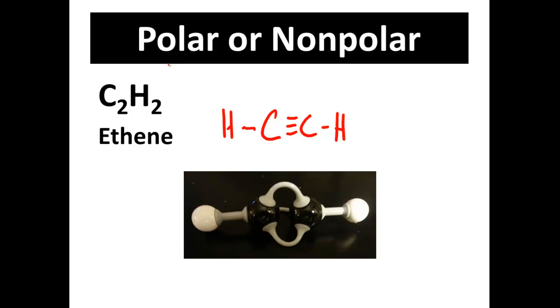What about ethene? That's actually a linear molecule. It might be difficult to tell, but it's actually linear. It's not bending at all. It's a straight line going across. All right, well, now you have a straight line going across. Are the sides the same? Do I have the same symmetry on both sides? And the answer is yes. This is a nonpolar molecule.